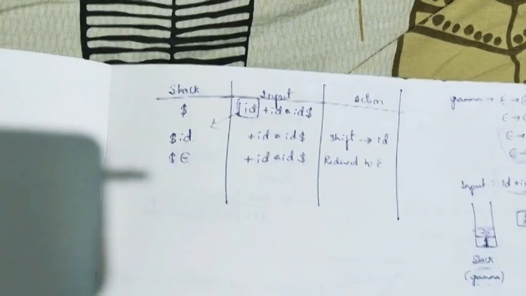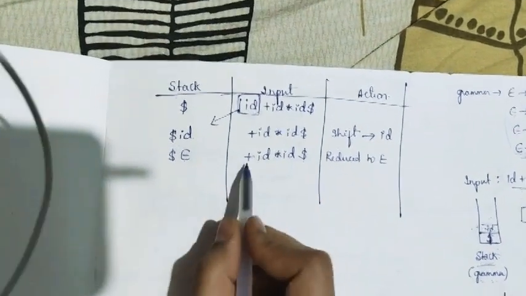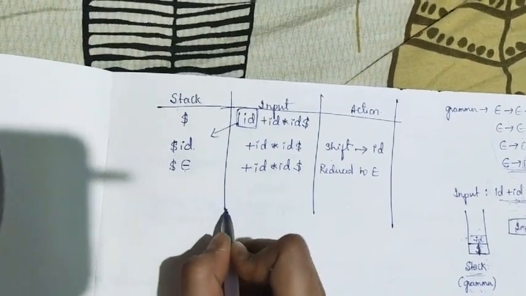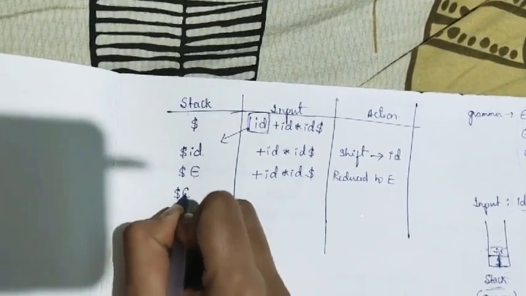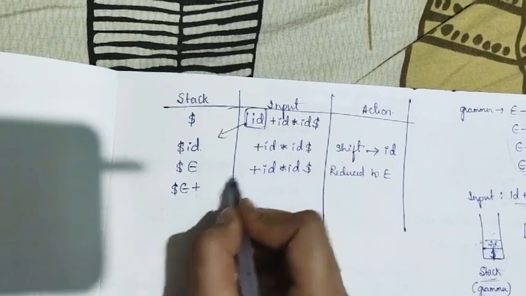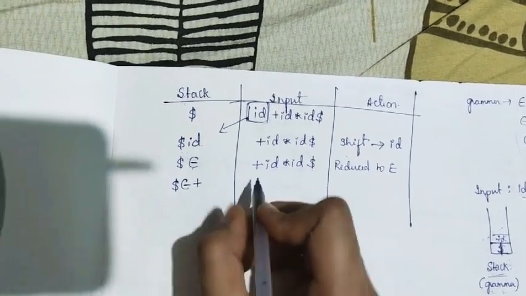We have reduced that to E. After that, the next terminal. What is the next terminal? The next terminal is plus. So we have $ E plus. We have now performed a shift. We have shifted the plus.